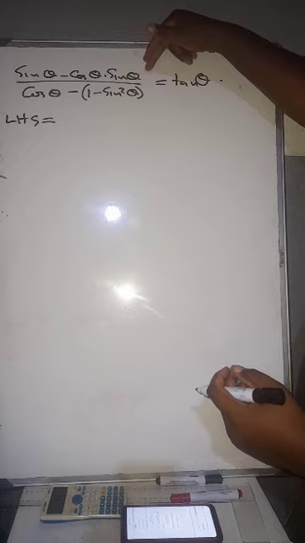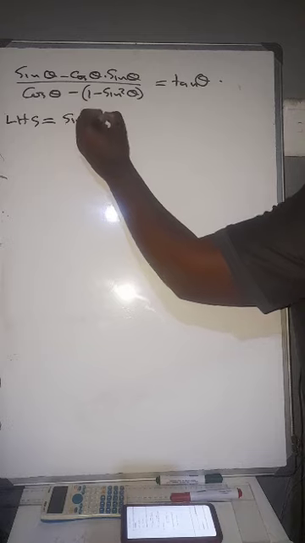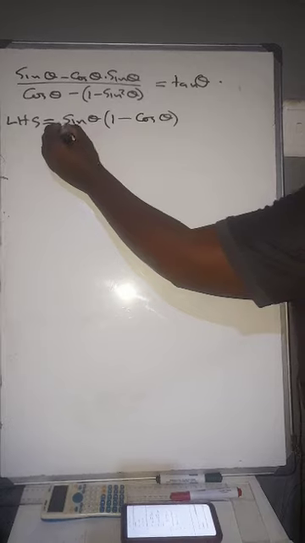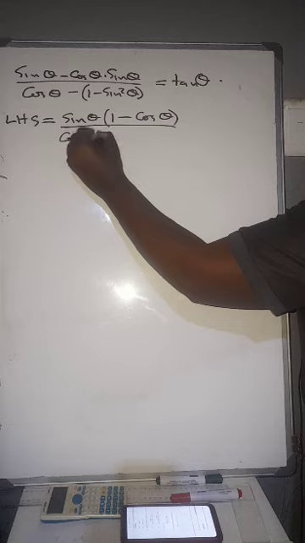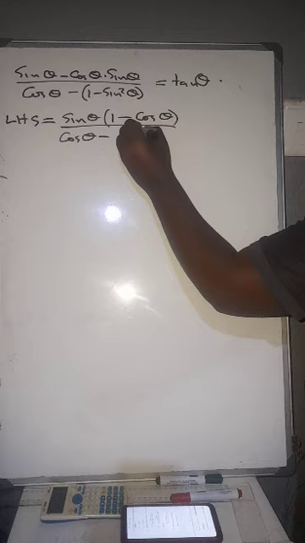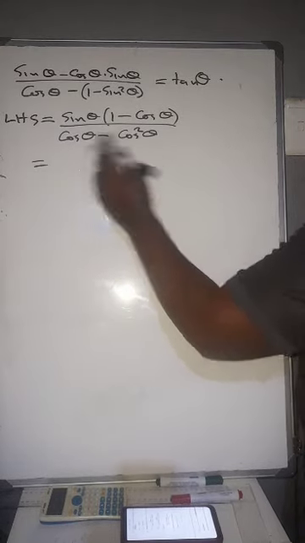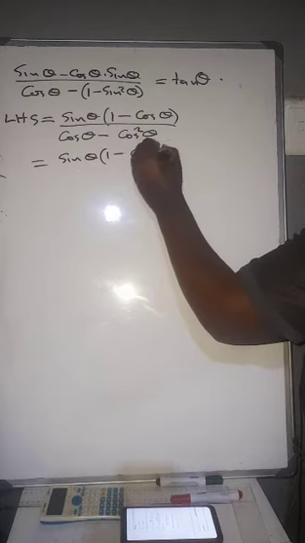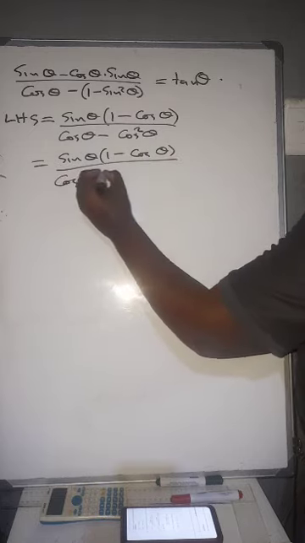The first step, we can factor out a common factor there, that is sine theta. We're left with 1 minus cos theta. And then on the denominator, we can change this cos theta minus Pythagorean identity. This is cos theta squared. And then this is equal to, we need to factor out also on the denominator, sine theta bracket 1 minus cos theta all over, factor out cos theta there, bracket.